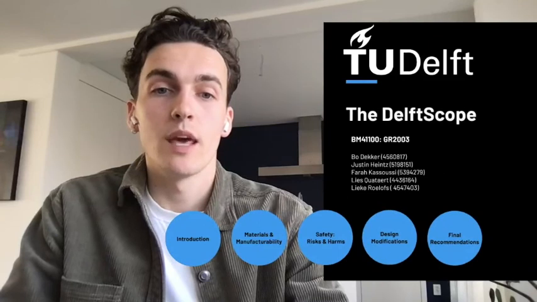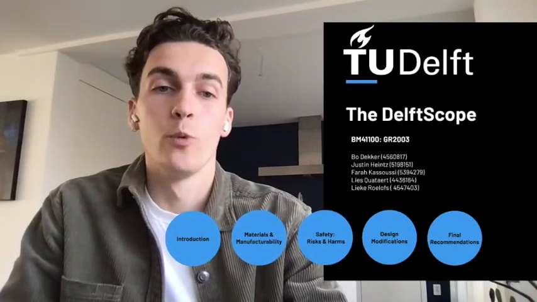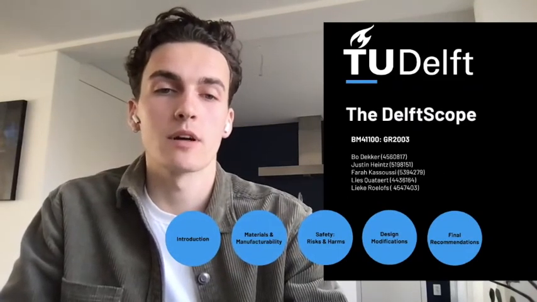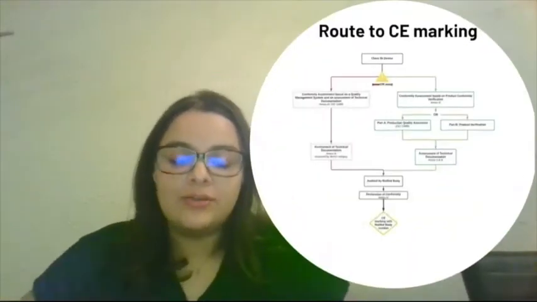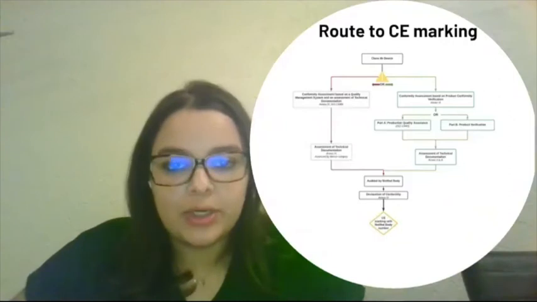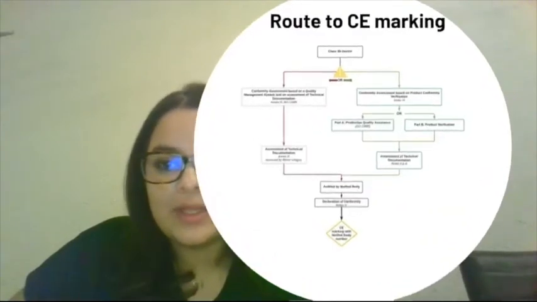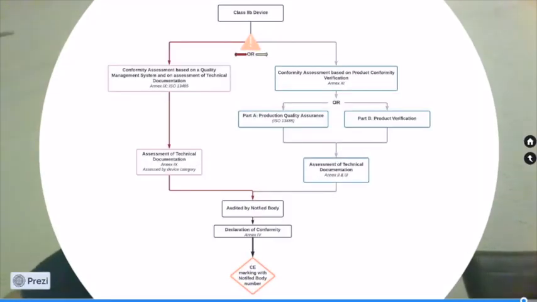Now that we have the final design, the question arises where we are in the route to CE marking, which Farah will inform you further about. And now I'm going to zoom in on the flowchart that shows the route to the CE marking. So our redesigned VL is currently at the first step, which is the classification of the medical device. And in the flowchart, we have marked this stage with a yellow warning sign. So it has been decided that the VL is a Class 2B device.